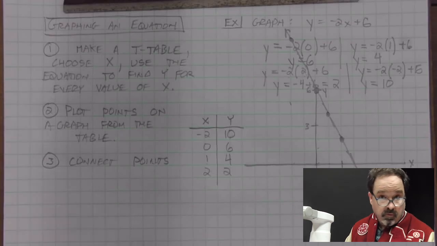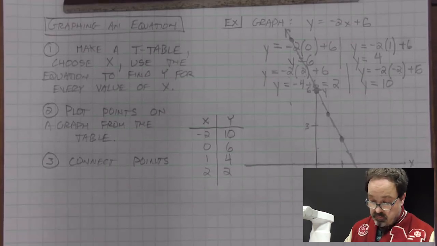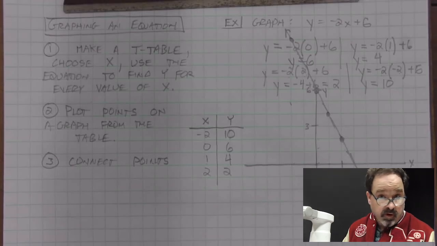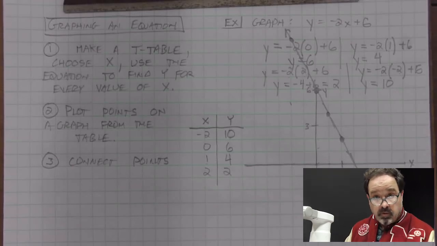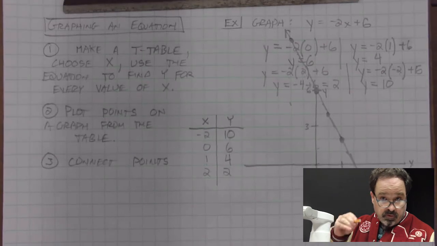Not all equations, of course, have graphs that are lines. Some of these equations that we will be graphing in the future are going to be curved, and we'll have to know how to connect the points in order to show the curve.